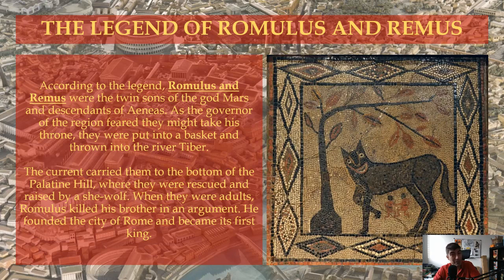This is very similar to the tale of Moses in the Bible. The current carried them to the bottom of the Palatine Hill, and they were rescued and raised by a she-wolf, una loba, la Luperca. This one. And when they were adults, they decided to found a new city in the place where the she-wolf had rescued them from the river. And they had an argument, and Romulus killed Remus, and he became the first king of Rome.